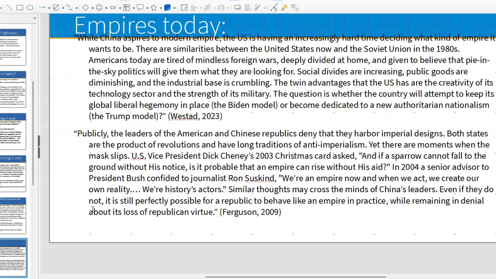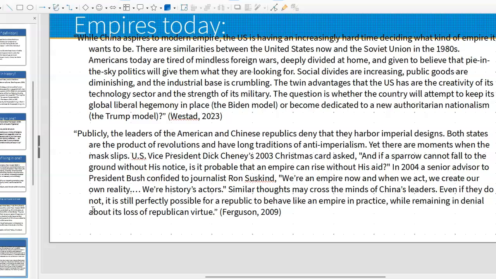In 2004, a senior advisor to President Bush confided to journalist Ron Suskind, "We are an empire now, and when we act, we create our own reality. We're history's actors." Similar thoughts may cross the minds of Chinese leaders. If they do not, it is still perfectly possible for a republic to behave like an empire in practice while remaining in denial about its loss of republican virtue. And this is the interesting duality that we find ourselves faced with constantly.